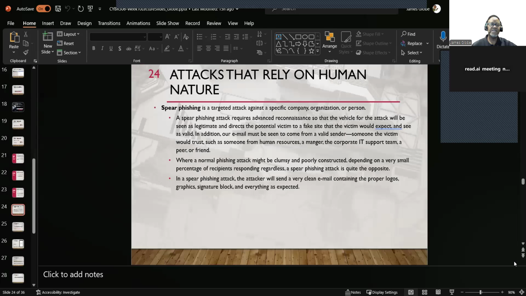Know those definitions of pretexting, phishing, and spear phishing, a targeted attack against a specific company, organization, or a person in the organization. Sometimes that could be all the C-suite or senior executives in a company that a threat group or a threat actor would target.